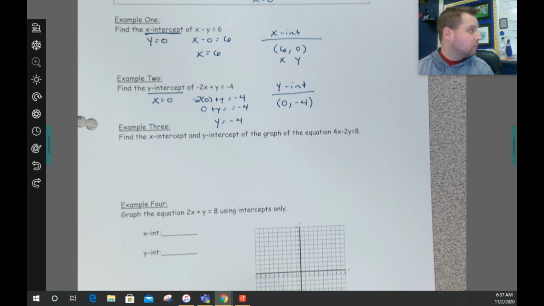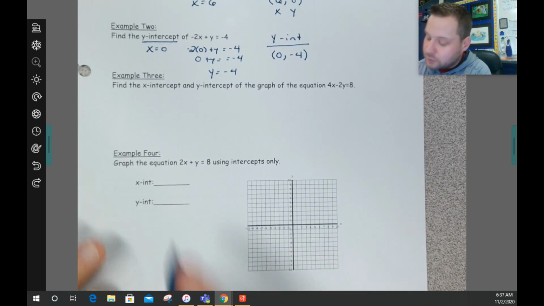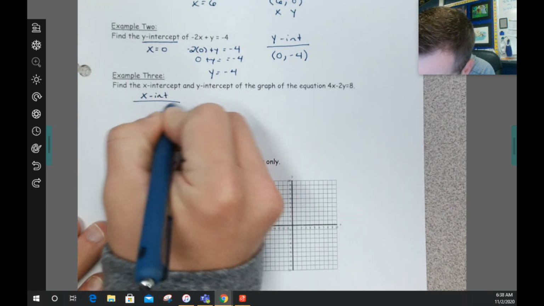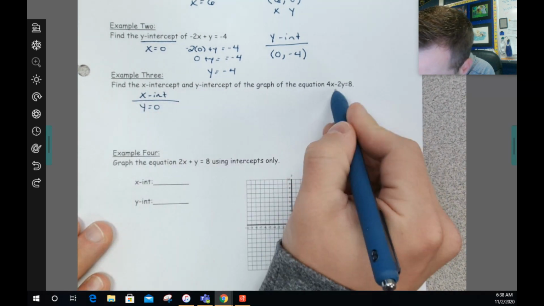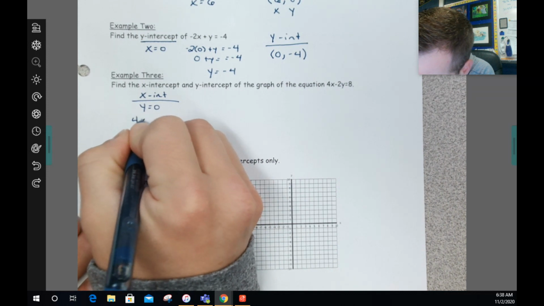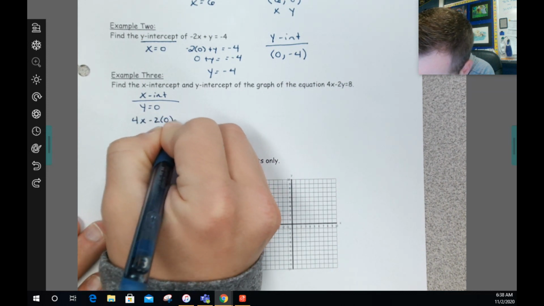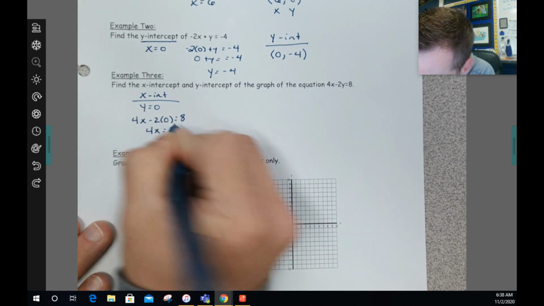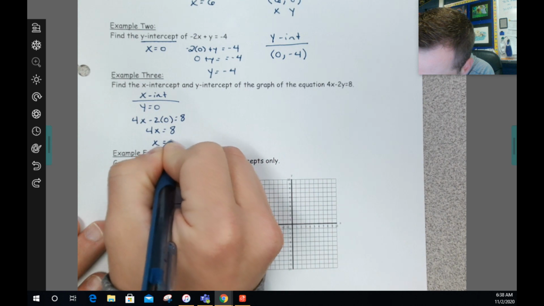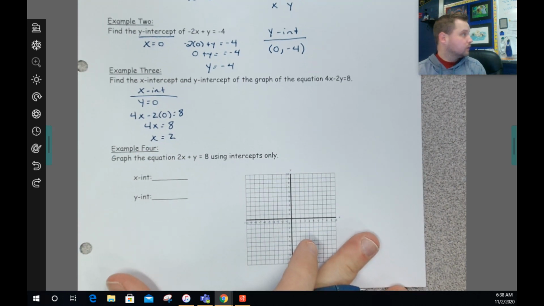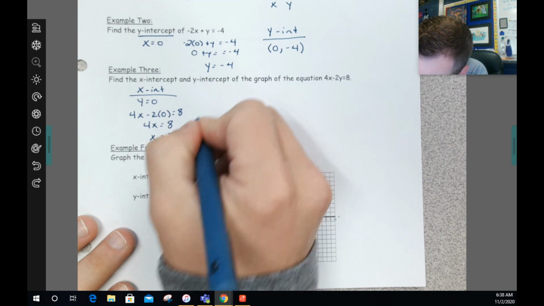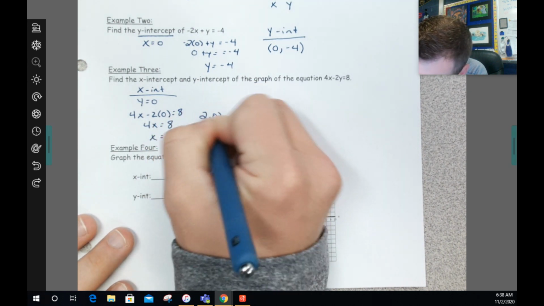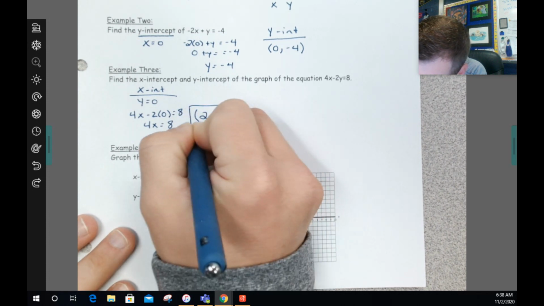Example 3, they ask us to find both the x and the y-intercept. So doing that, I'm going to do the x-intercept over here first on the left. For an x-intercept, we know y has to equal 0. So from my equation, I'm going to have 4x minus 2 times 0 equals 8. 4x equals 8. X is going to equal 2. Okay, so our x-intercept is going to be 2, 0. That would be our x-intercept.